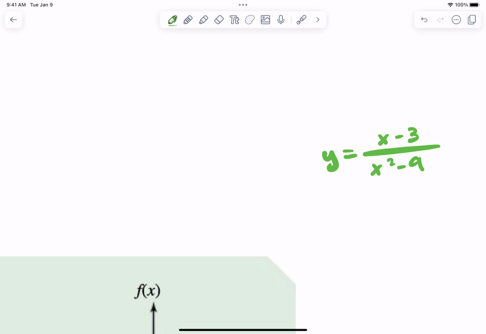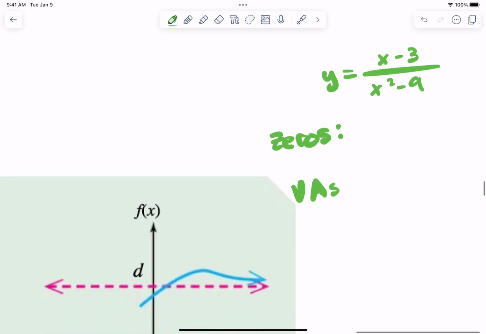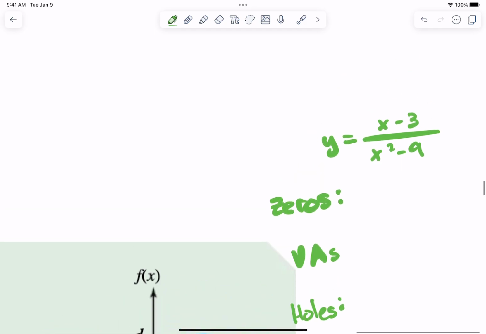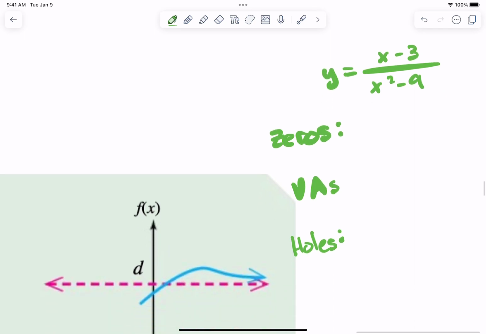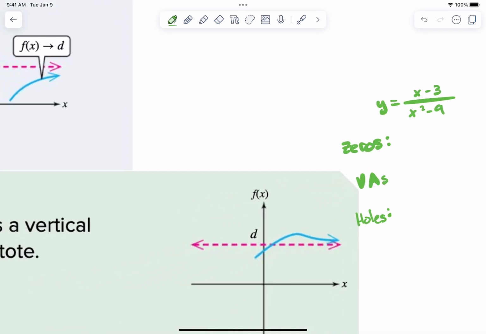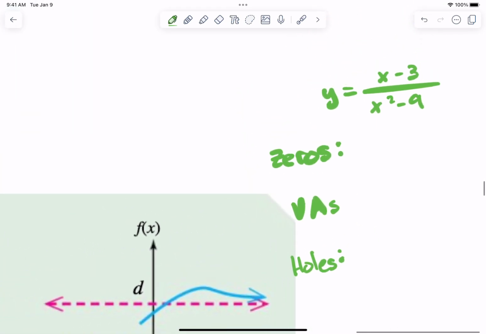Write this in the bottom corner. Zeros, VAs, and holes is what we're looking for. What number are we on? I just made this up. There's a hole at positive 3. What page are we on? Put this in the bottom corner of your note sheet somewhere.